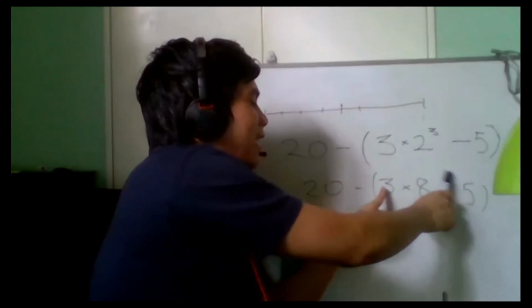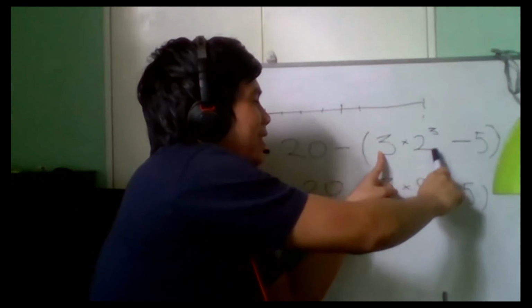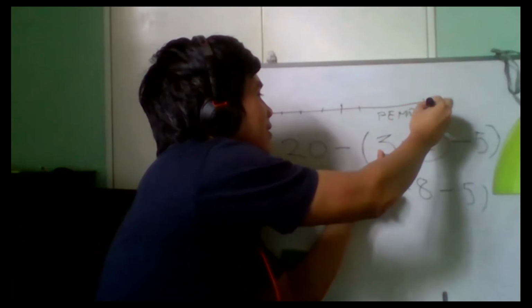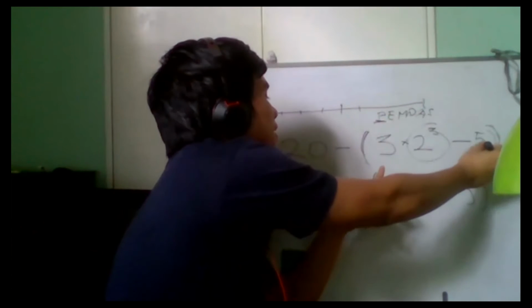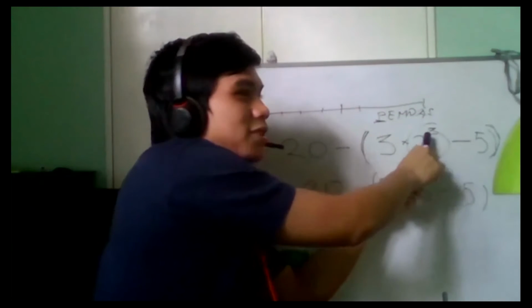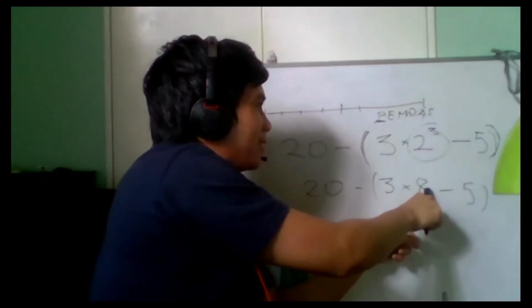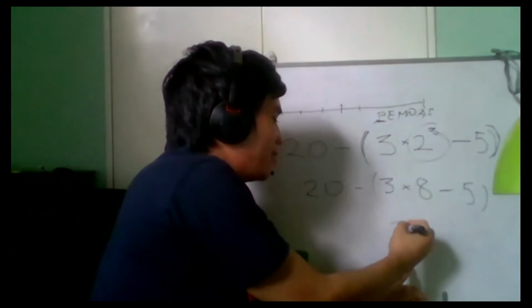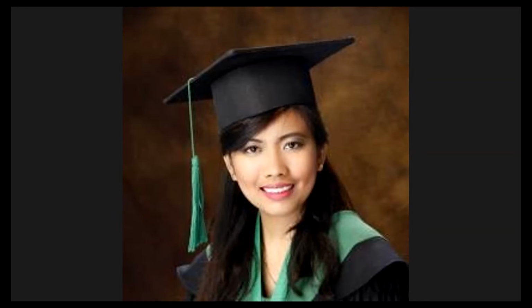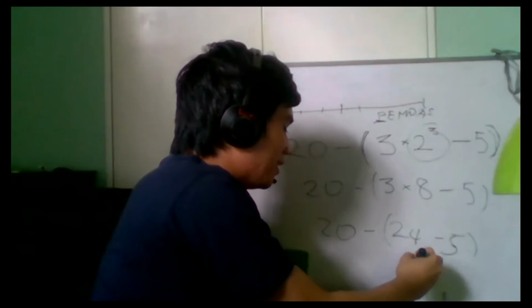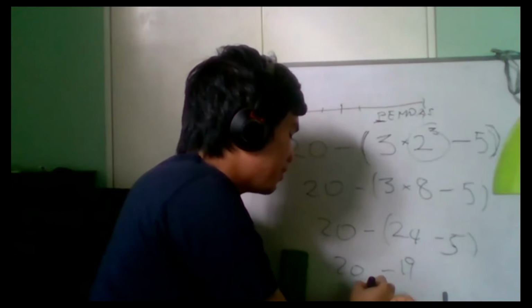So yung nasa loob niya, ito yon. Yung i-evaluate natin dito muna ay yung exponent. So PEMDAS. Dahil sa P, yung nandito sa loob muna. So dahil sa E, ito yung sunod. Magiging 8. Dahil sa MDAS, dahil sa MD, multiplication, ito yung sunod. 24 minus 5. Tapos, pwede mo na yan i-dire-diretso. So, magiging 19, 20 minus 9.